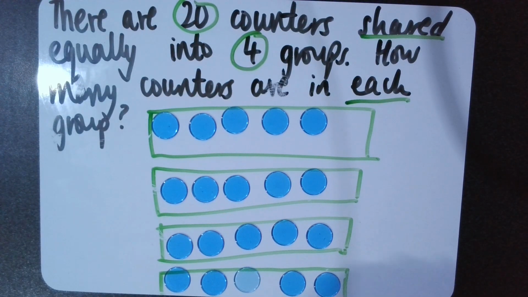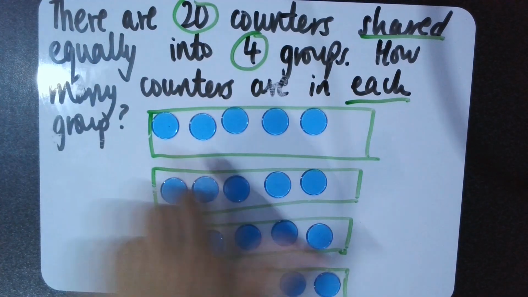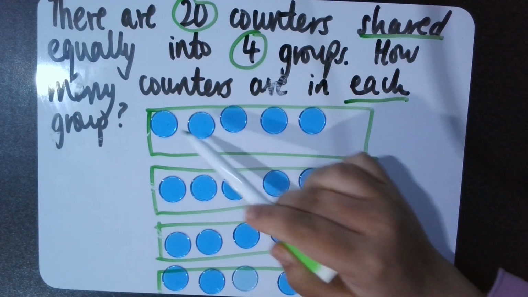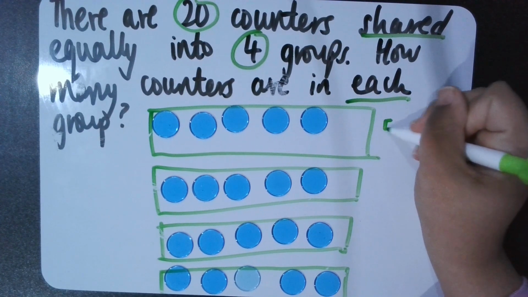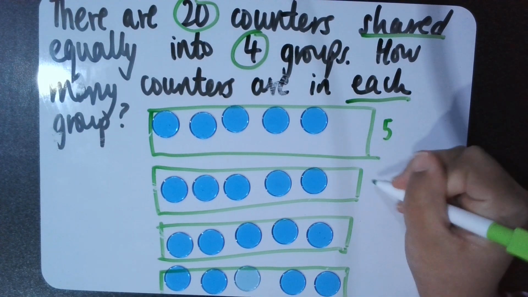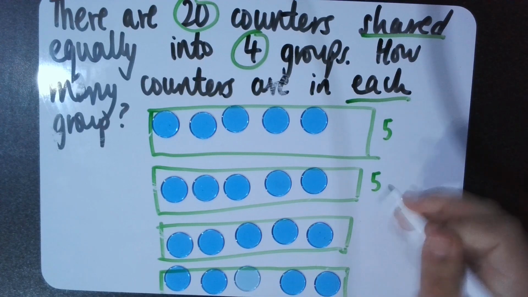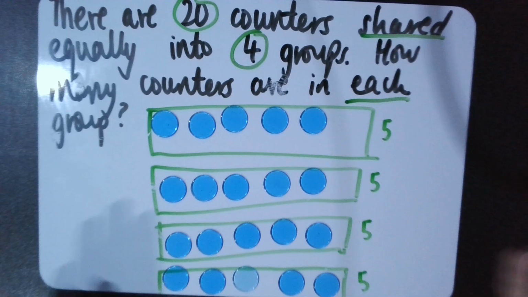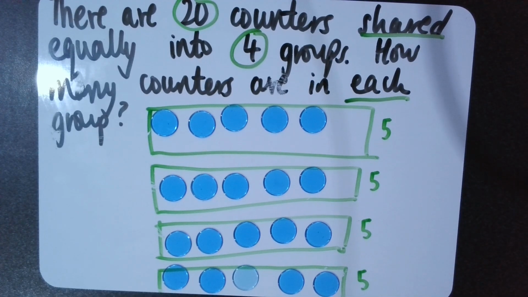Okay, just a quick check to make sure I've got the same number in each group, because if I don't, then I have not done it correctly. Let's have a look. You can count with me. 1, 2, 3, 4, 5. 1, 2, 3, 4, 5. 1, 2, 3, 4, 5. 1, 2, 3, 4, 5. Yay! We've got the same number in each group. That means we've done it right.